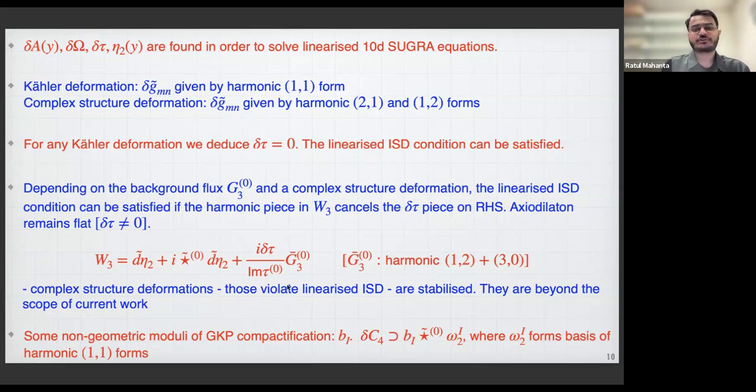Complex structure deformations that violate these linearized ISD conditions are stabilized, and they are beyond the scope of the current work. We will focus on the flat complex structure deformations. I should also mention some non-geometric moduli of GKP compactifications. One can vary the C4 form in this fashion. This would lead to some axionic fields. And I am stating here because it has been dimensionally reduced earlier, but we will combine this with our results at the end.